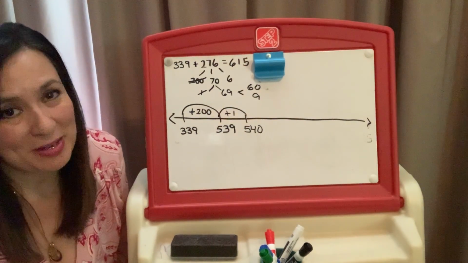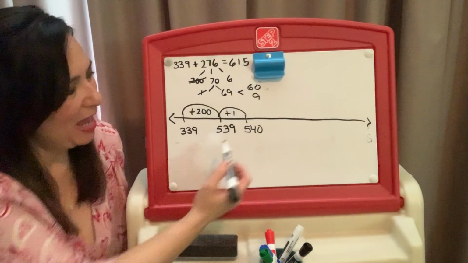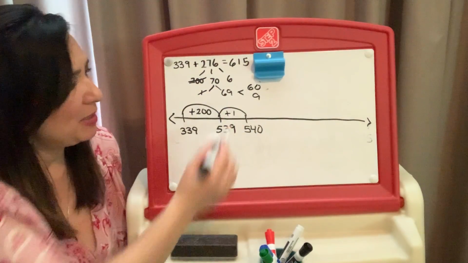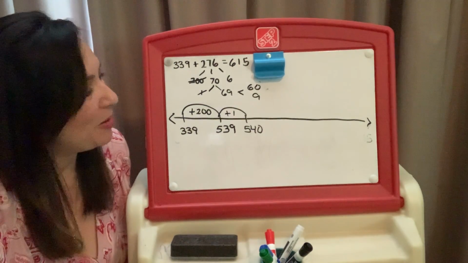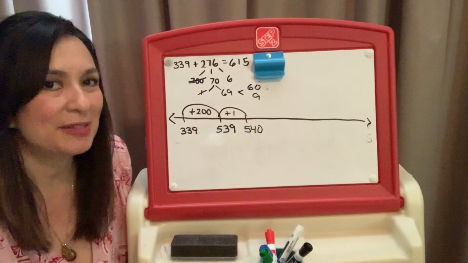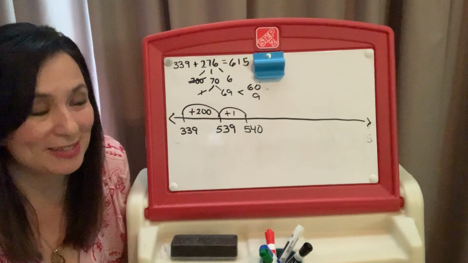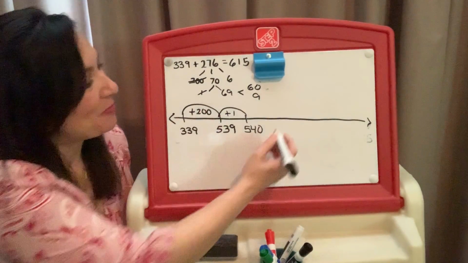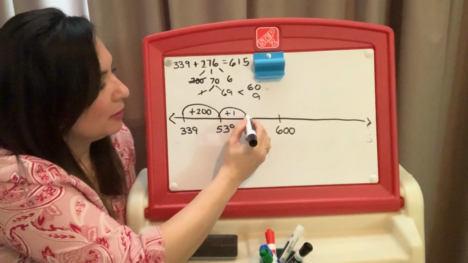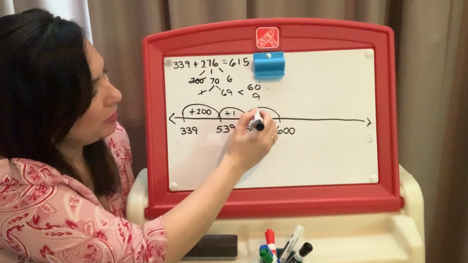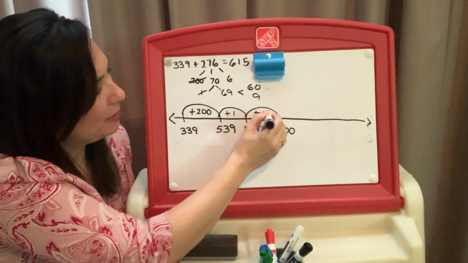I'm going to take one big jump of 60. I'm at 540. I'm going to take this big jump of 60. Do you know where I'll land? What number will I be at? 540 plus 60 more is what? Say it, 600. So I'll position 600. I'll jump to 600 and I'll label my jump plus 60.